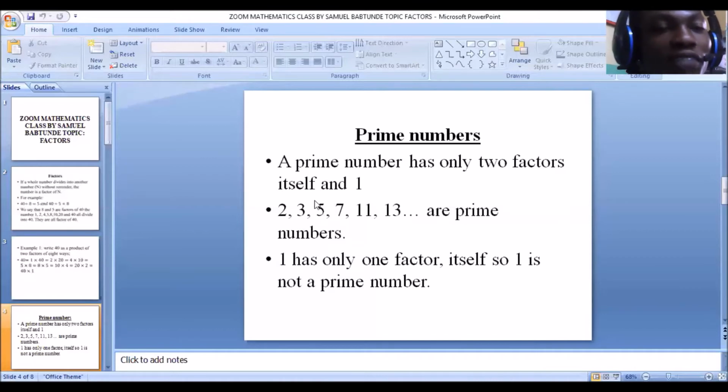Because from the definition, a prime number has only 2 factors, itself and 1. But now when you look at 1, it has only 1 factor, itself. So it cannot be a prime number, and it's not and will never be a prime number. So 1 is not a prime number because it has only 1 factor. The definition says a prime number has only 2 factors, itself and 1, but 1 has only 1 factor, which is itself. So 1 is not a prime number. I believe that is clear.